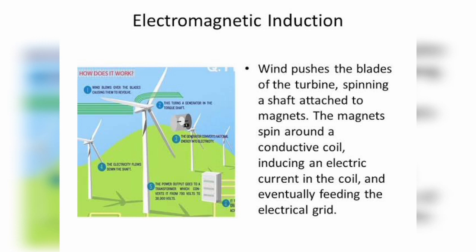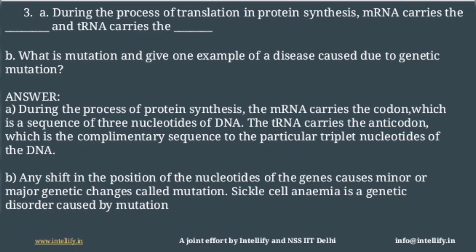Now take an example of a windmill. The wind pushes the blades of the turbine, and then a shaft is attached to the magnet. The magnet spins around the conductive coil, then it induces some electric current in the coil, and then electricity is produced.